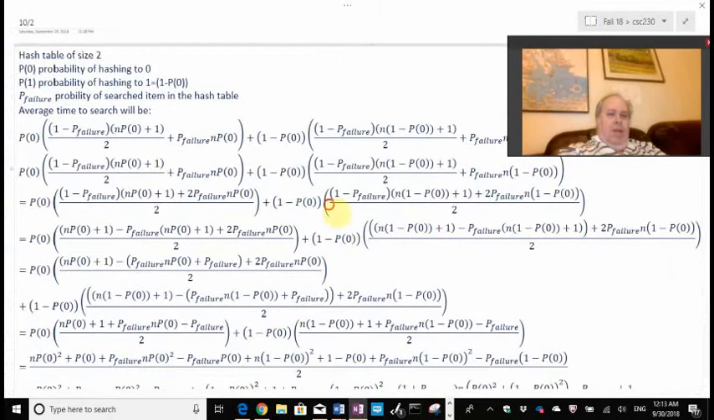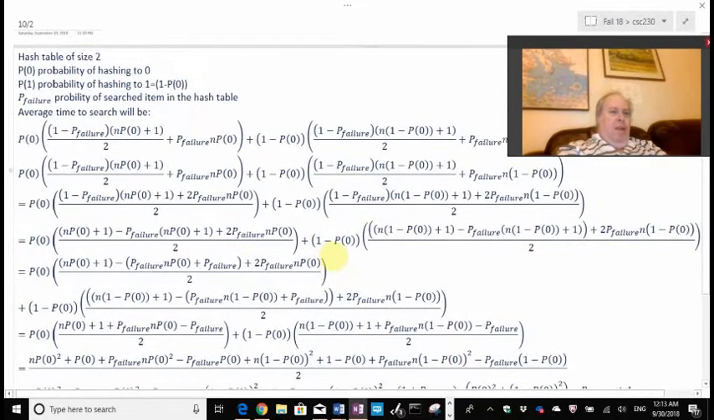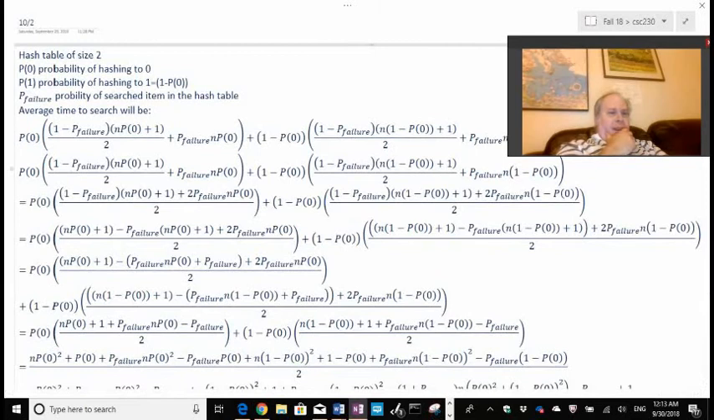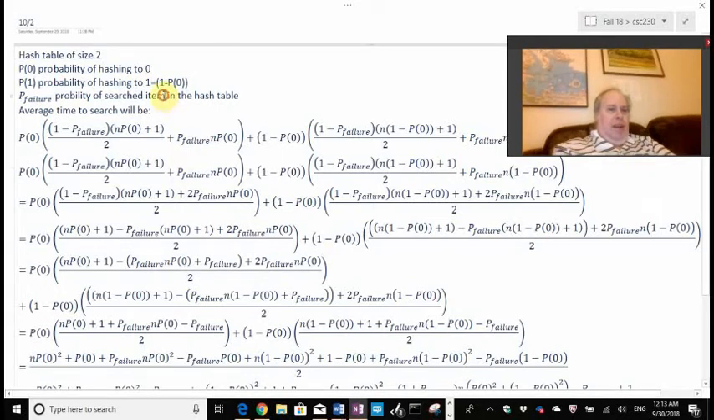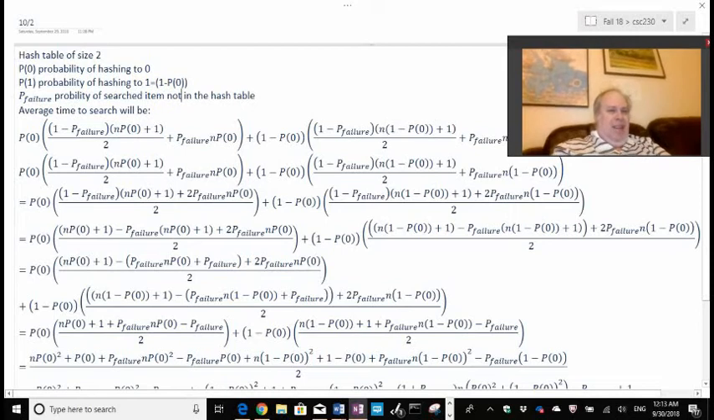So last class we were talking about a hash table of size 2. P of 0 is the probability of hashing to 0. P of 1 is the probability of hashing to 1, since the two items in the table are 0 and 1. P of failure is the probability of the searched item actually not in the hash table. I don't know why it says that, it's a typo.